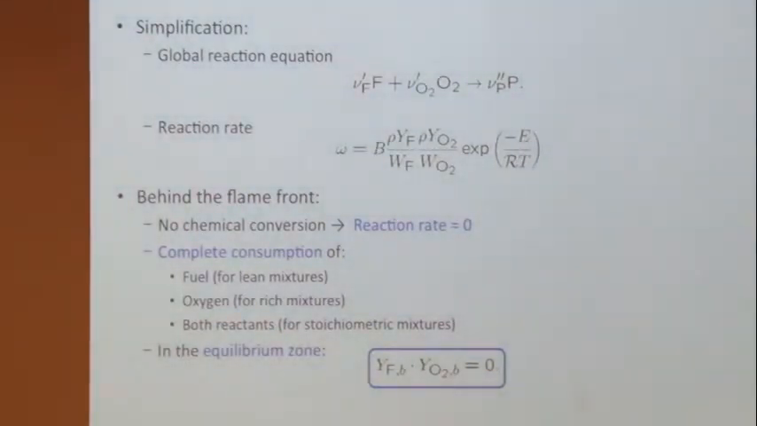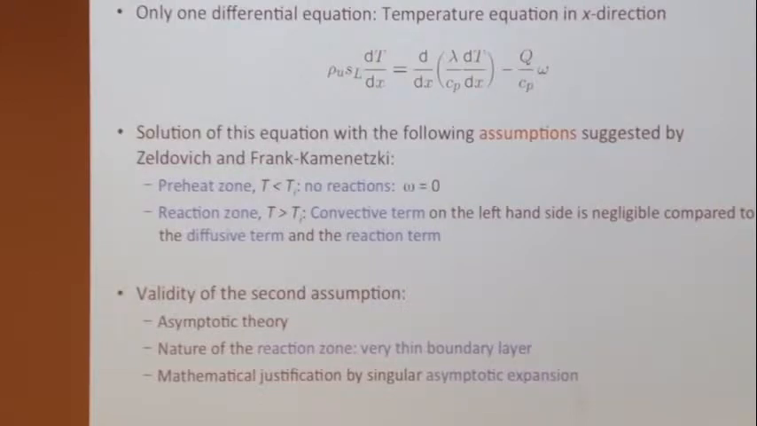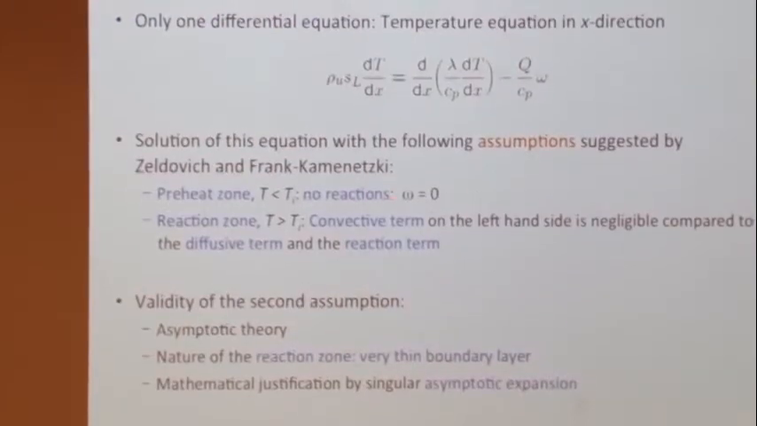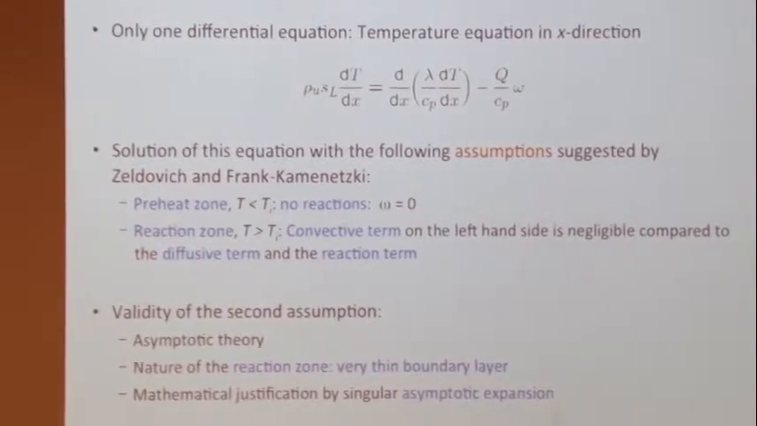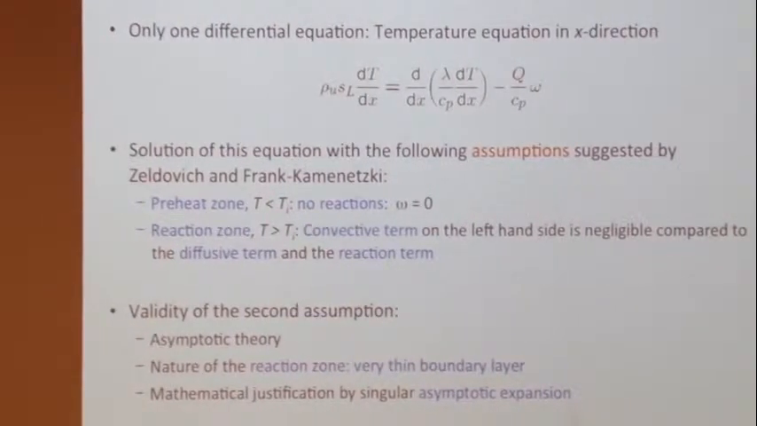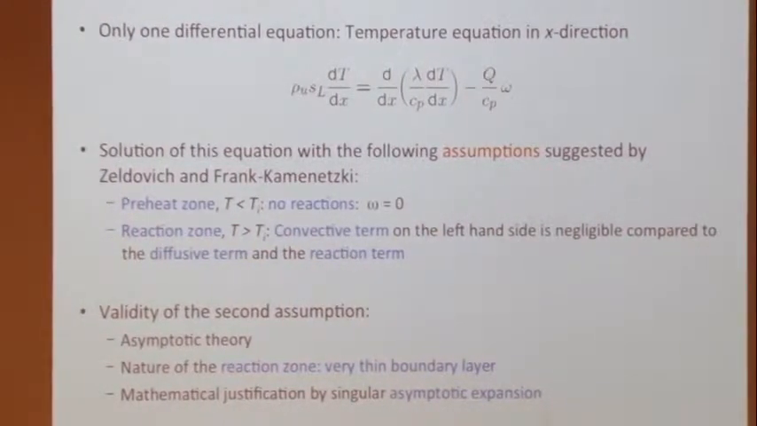Okay? So that's why we can say, because we are looking at the large activation energy limit, that if the temperature is lower than whatever temperature, something we define, there are no reactions. And then we say for a temperature larger than this temperature, the convection term should be very small compared to the diffusion term and the reaction term.